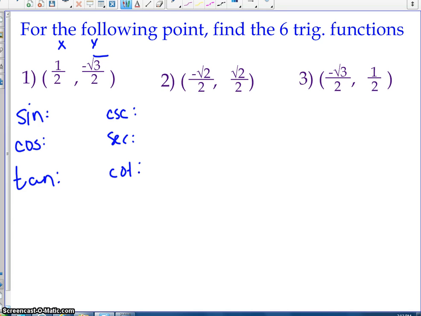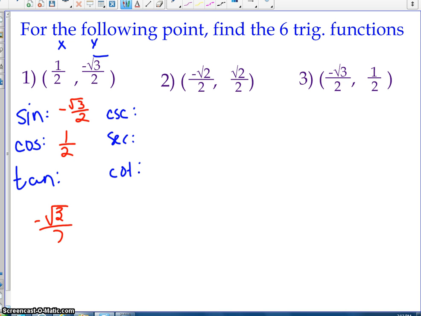Sine, if you remember, is just our y. So all we have to do is write down our y value for that point. The cosine of this point is just our x value, so we write down our x value. The tangent of this point is, now this is where we have to do a little work. It is our y value, negative square root of 3 over 2.